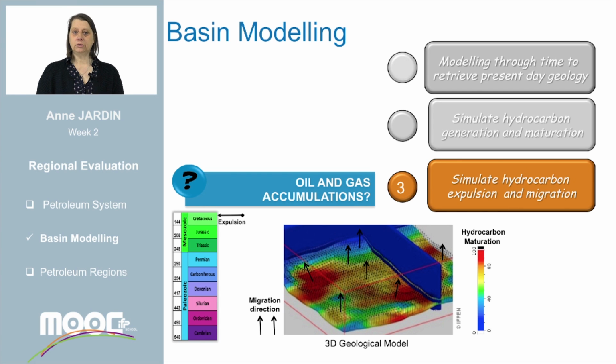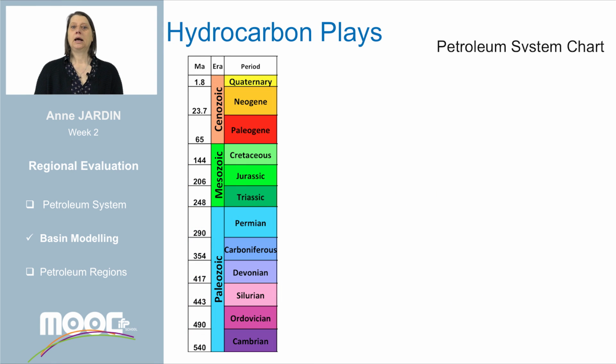So, in conclusion, we can define a petroleum system when all the phenomena that make the accumulation of oil possible are present. And now we can summarize graphically by a table all the information we have explained. This table is called the petroleum system chart.